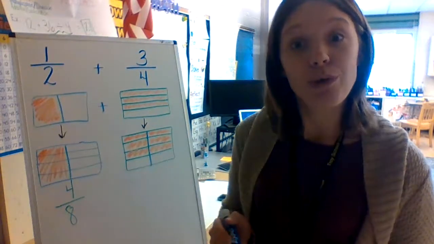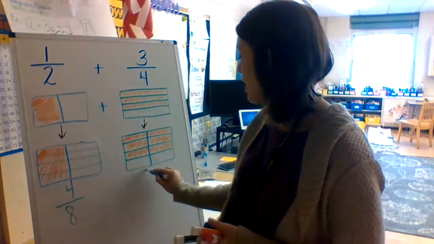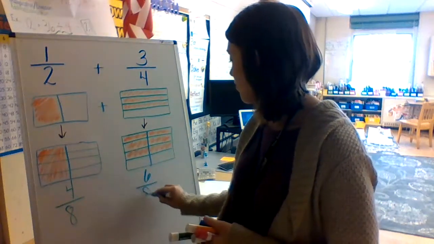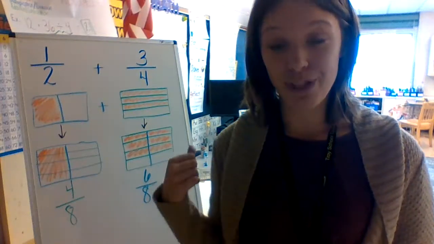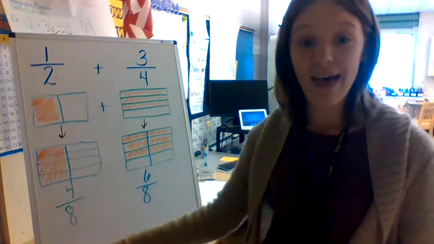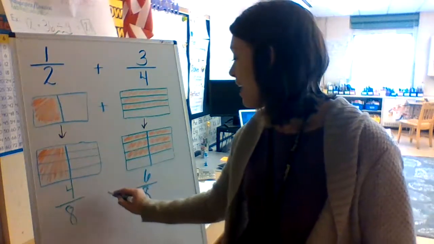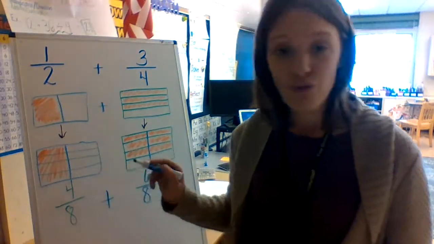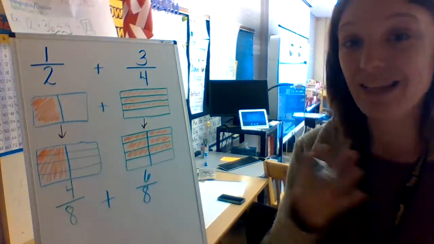Now I have my new equivalent fraction. 1, 2, 3, 4, 5, 6/8. So I have now my equivalent fractions. They both have the same denominator, and now I can add these together. 4/8 plus 6/8 is 10/8.